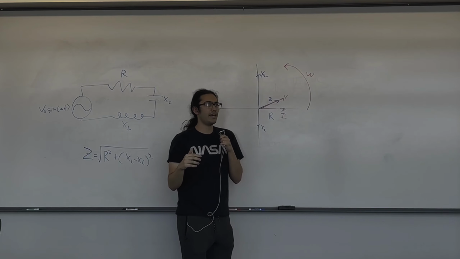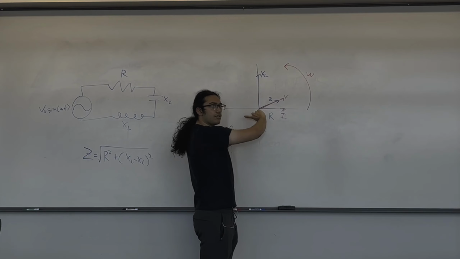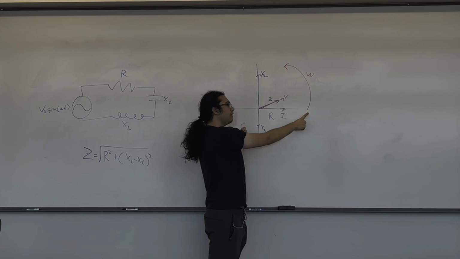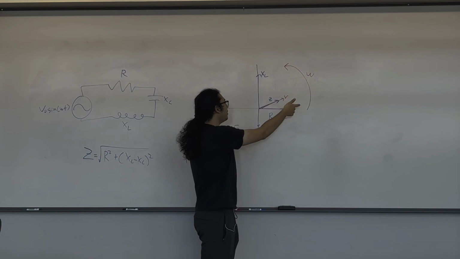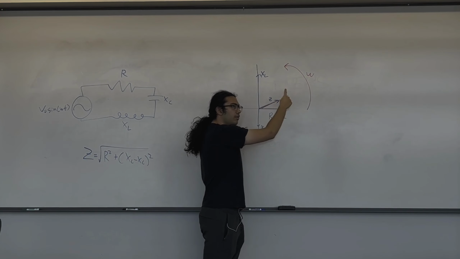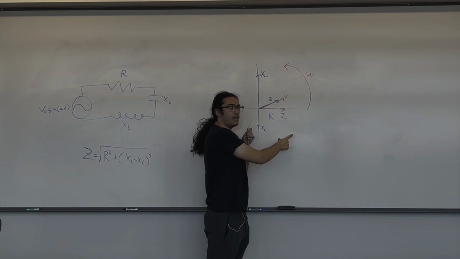So we want to imagine that both of these vectors, the red ones, are rotating counterclockwise at the speed of the oscillations of our generator. So this will be rotating at omega radians per second. And as they're rotating, we're going to be looking at the horizontal component of the vector.